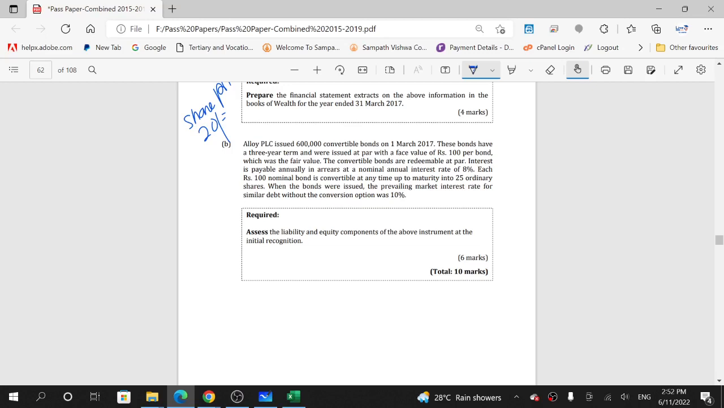Shall we try to split that and calculate, assess the liability and equity components of the above? Right. So how do we want to split it?